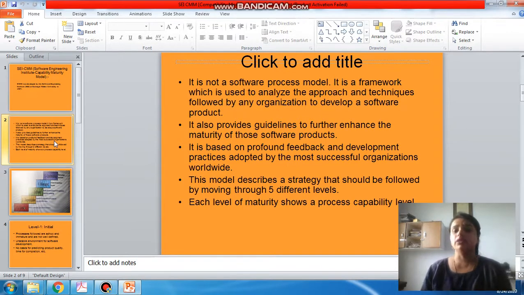As we have already studied in the characteristics of software, software doesn't wear out. So after a time we need to do some changes into this, and we are just applying all these changes. Means with the help of CMM we are examining the maturity of our product, and if there is any need for any change or any enhancement, we'll just do it. So the main thing is that this is not a process model.